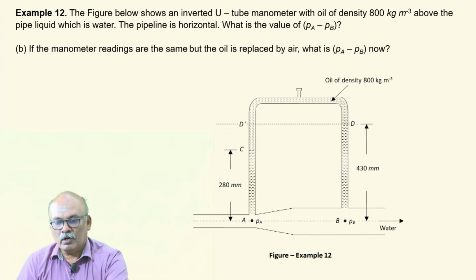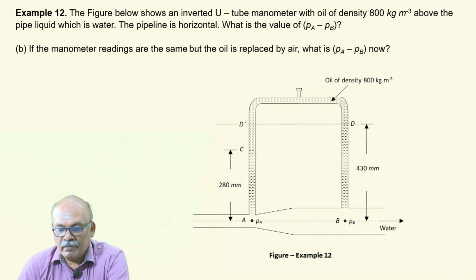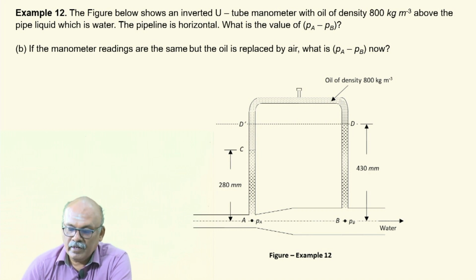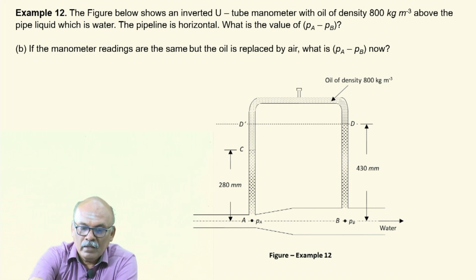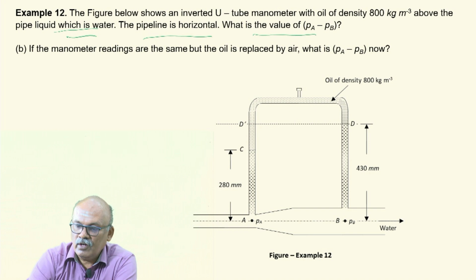We will go to the next problem. Again another problem on inverted U-tube manometer, wherein we come across a pipeline with changing cross section. The figure below shows an inverted U-tube manometer with oil of density 800 kg per meter cube above the pipe liquid which is water. The pipeline is horizontal. What is the value of PA minus PB?